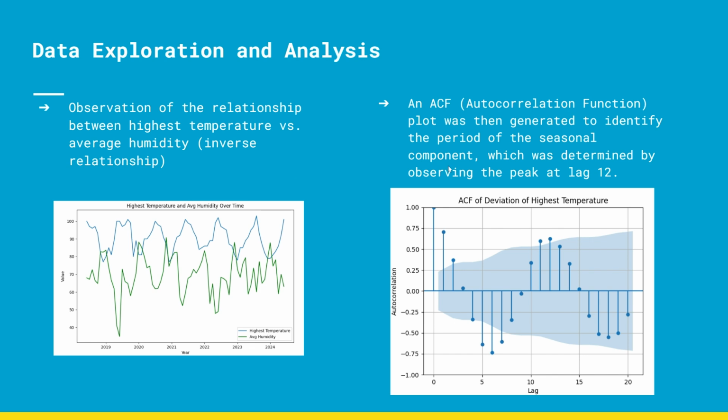Then I went into doing the ACF autocorrelation function plot. And when we look at this, you can see that there's a peak where 12 is. So we can assume that the period of our seasonal component will be 12. And that's what we will work with in our analysis. P equals 12.